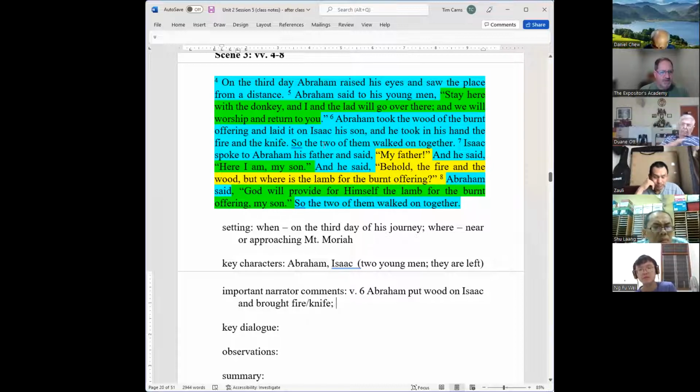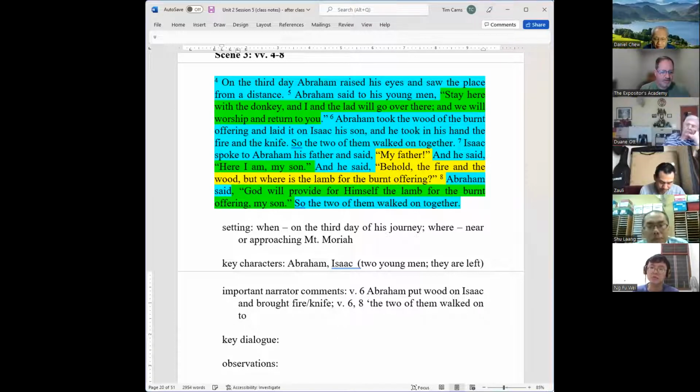Okay. Anything else that seems important? Again, we're just looking for what seems to be important in that the narrator mentions that carries the story. Anything else you think? I have noted, in addition to verse 6, also the last part of verse 8, where this phrase is repeated in the end of verse 6 and end of verse 8, which is the two of them walk on together. Yes. Very good observation. He repeats it.